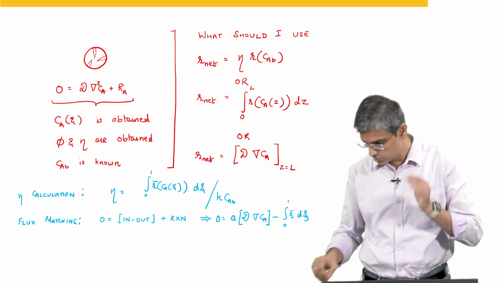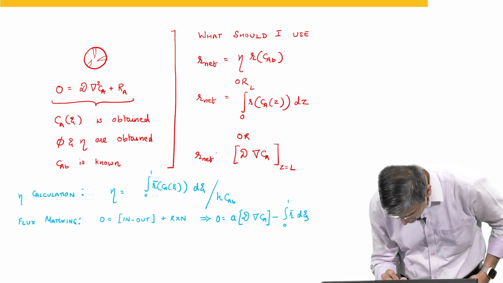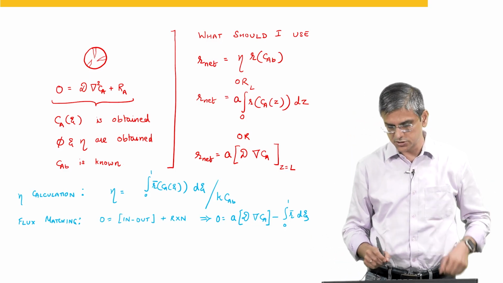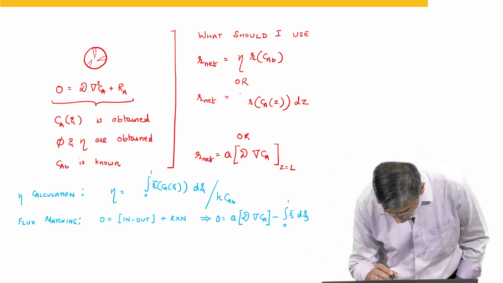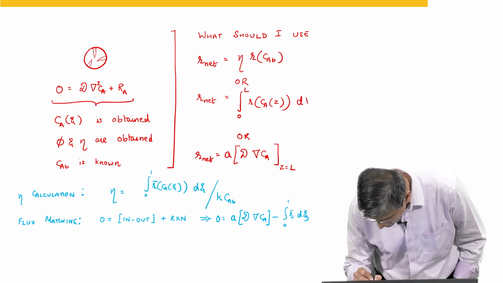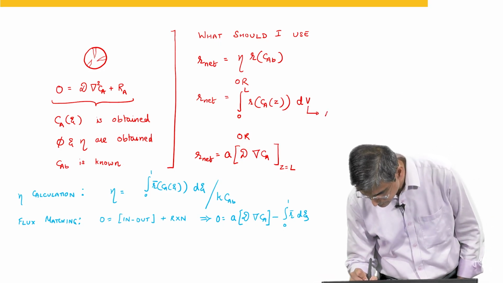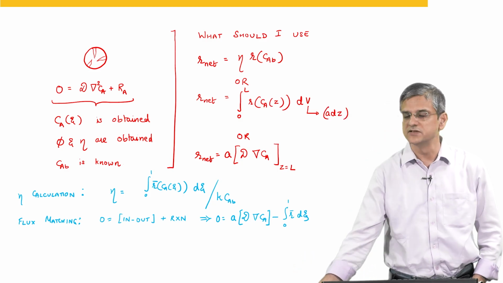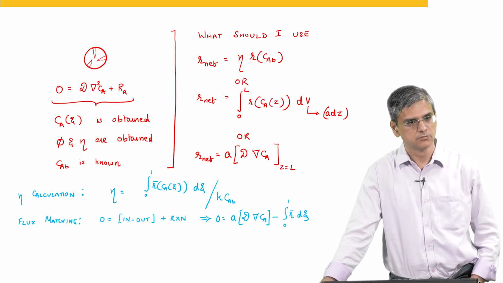right. So, yes, I have made a mistake over here. This is what it should be. Okay, sorry, not here. dV. The dV would be A dz. Okay. So, which one can you use? Any. You can use any.